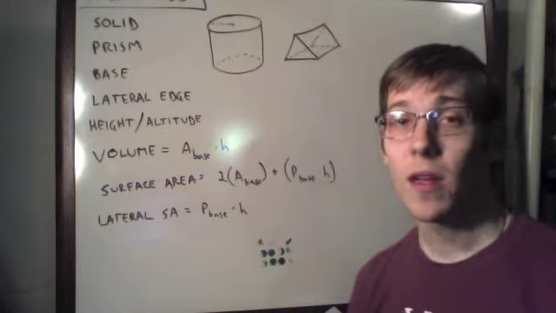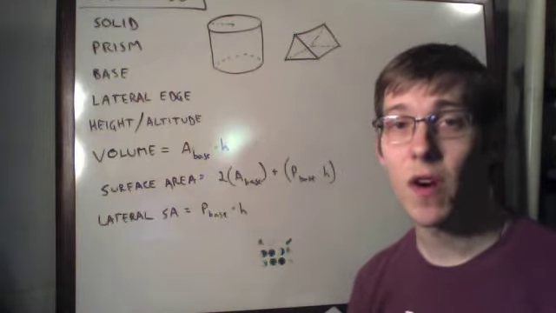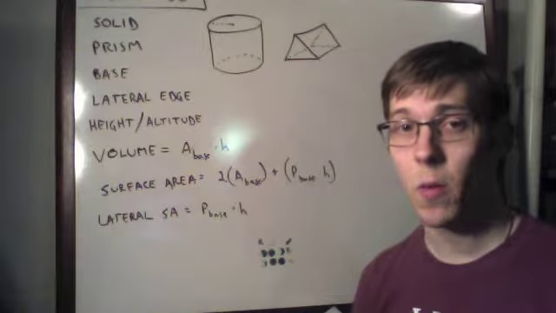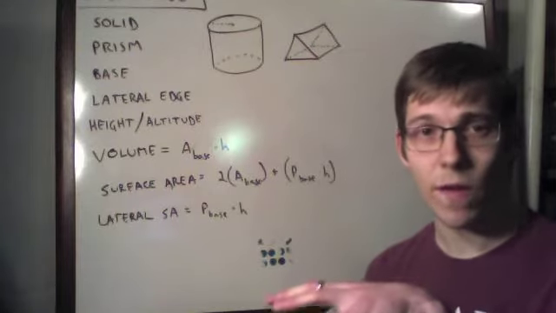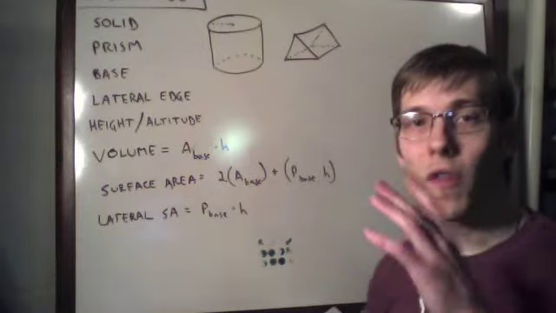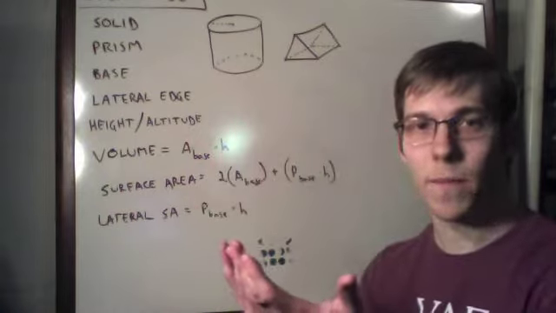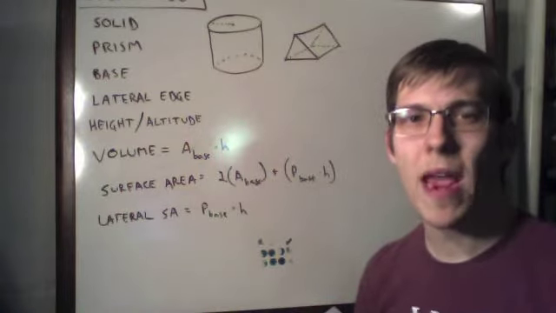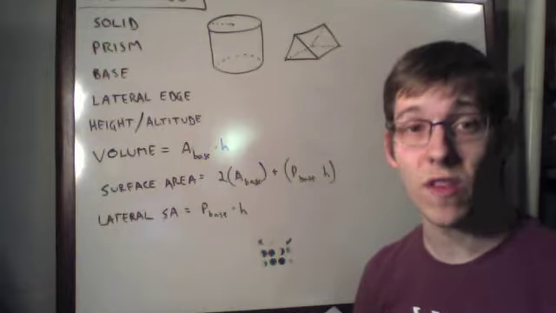The other formula that everybody hates is the surface area formula. When we talk about surface area, we're not talking about how much space is in it, that's the volume. We're talking about all the sides, the surface of the whole thing. The surface area. How much paint would I need to cover this whole thing on the outside?